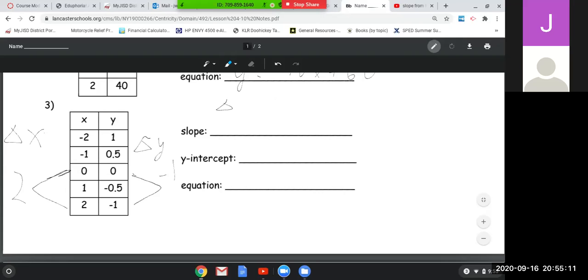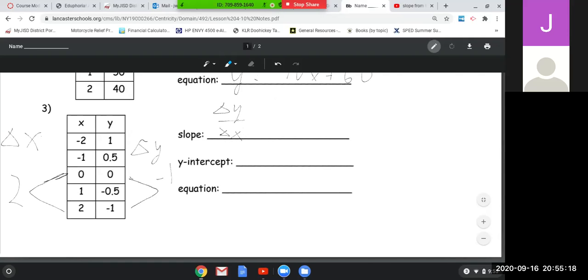Slope, once again, is delta y over delta x. Okay, delta y is negative 1. Delta x is 2. So negative one half. Can we simplify that?